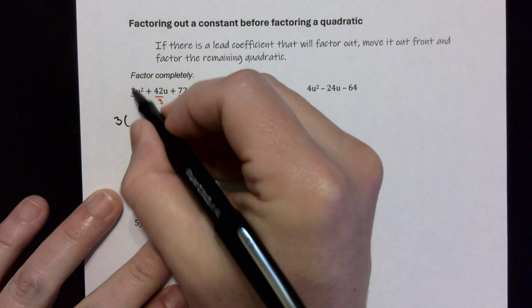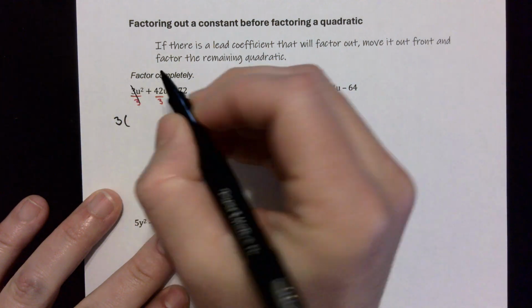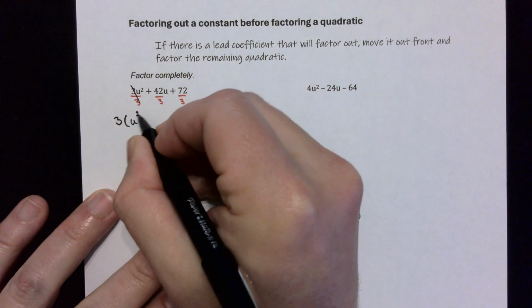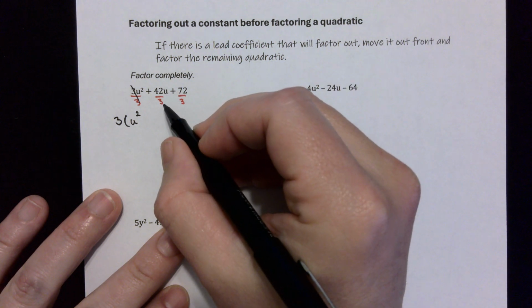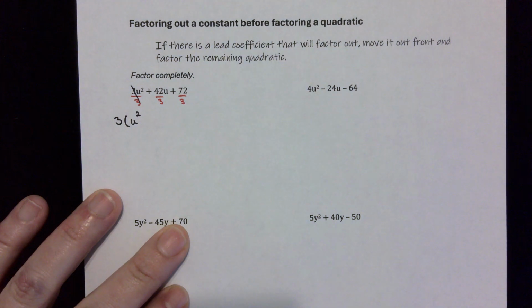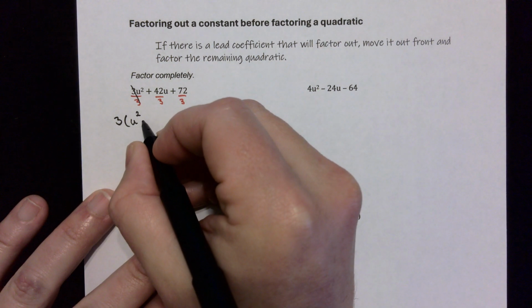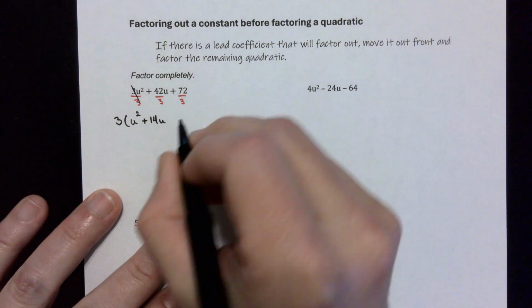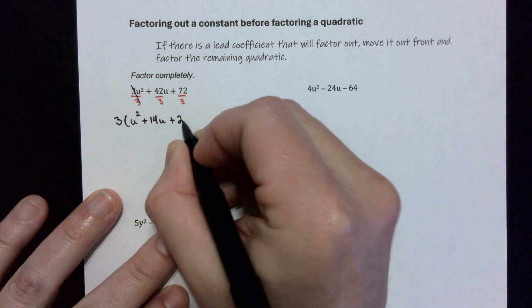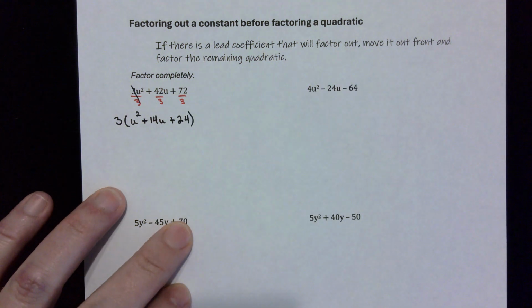Okay, so if we divide this one by 3, those two 3's cancel out. You're left with a u squared. Okay, 42 divided by 3, that's going to be 14u, so plus 14u. And then 72 divided by 3 will be 24. Okay, so it did factor out.